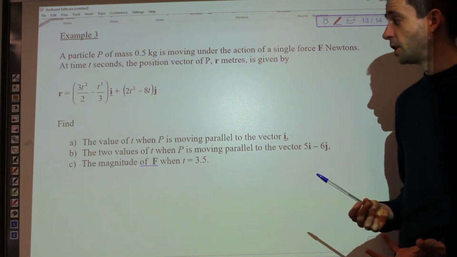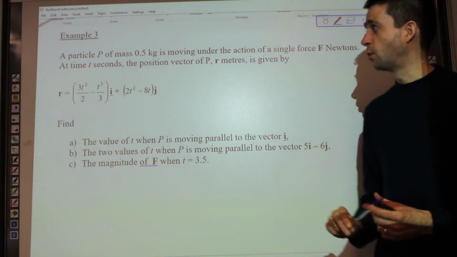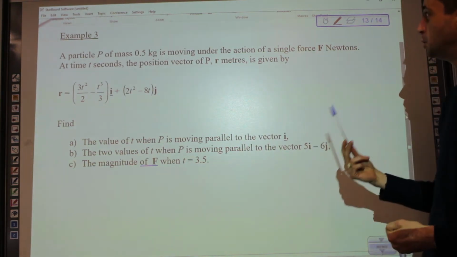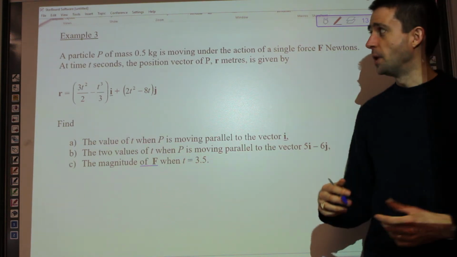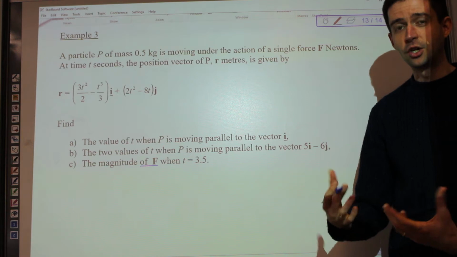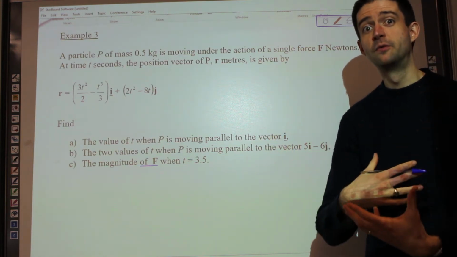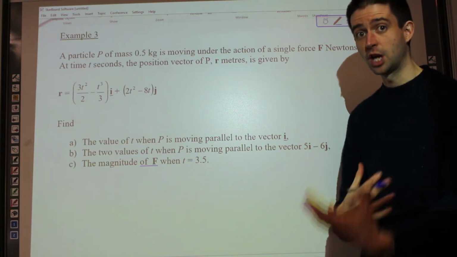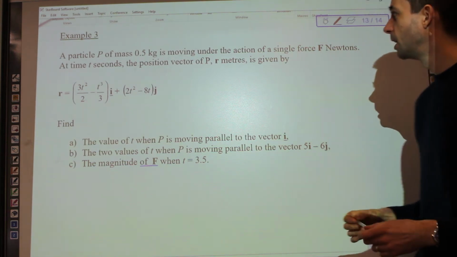Today we're looking at example 3 from further kinematics in vector form. So here's the scenario this time. We have a particle P of mass 0.5 kilograms. This is the first time we've seen one with mass in it. It's moving under the action of a single force F newtons. So we have variable acceleration. The mass is going to be constant, which implies a variable force is being applied to that mass to make the acceleration change. So the force is not always the same force.